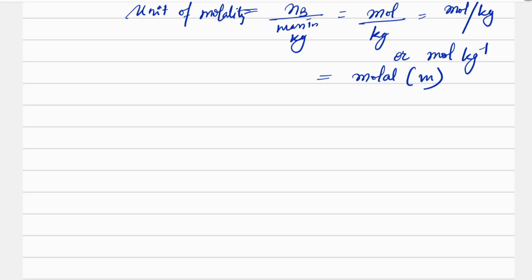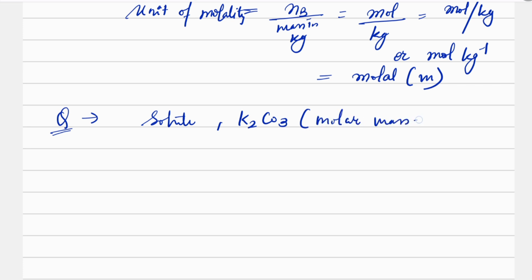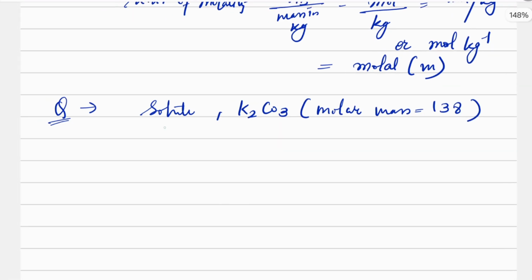Okay, so this is how it is written. And let's see one question. Once again we are going to do one question. Suppose you have been given a solute, potassium carbonate, whose molar mass you can calculate if it is not given, but it is 138 grams per mole. And its mass has been given, suppose 20.7 grams.